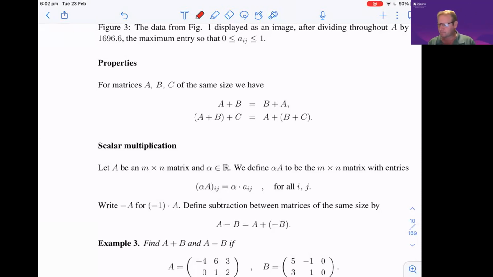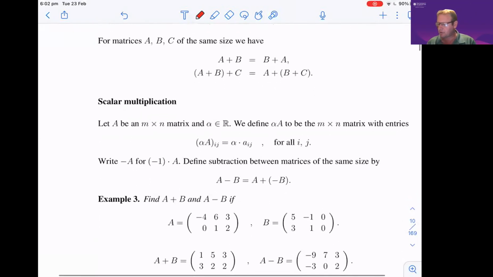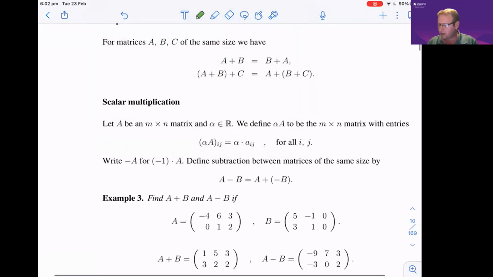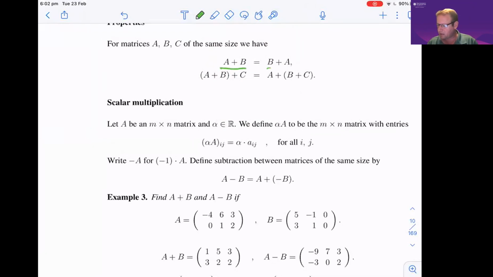Now some properties of matrix addition. Clearly A plus B equals B plus A. That is because the addition of the numbers is commutative. So that's called commutativity: the addition of the matrices is commutative.